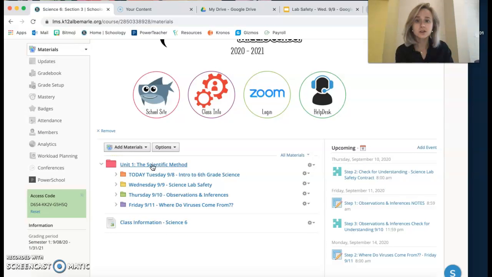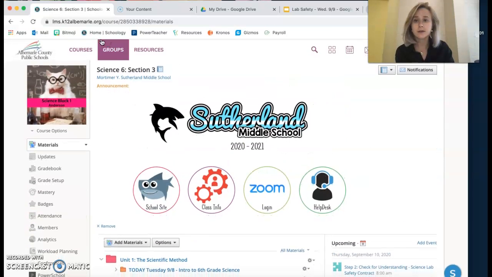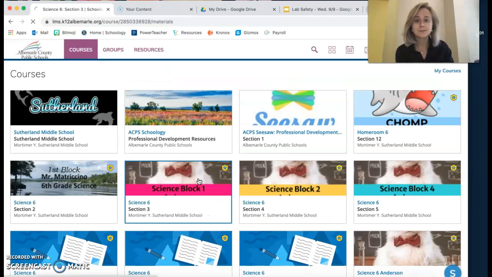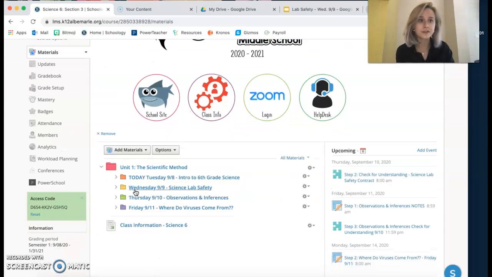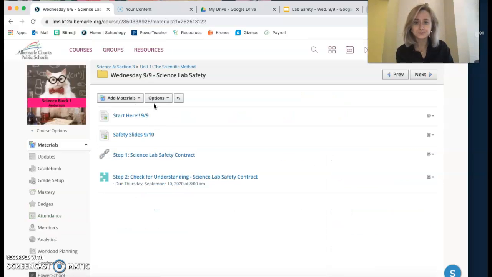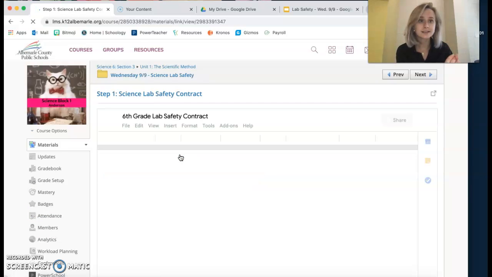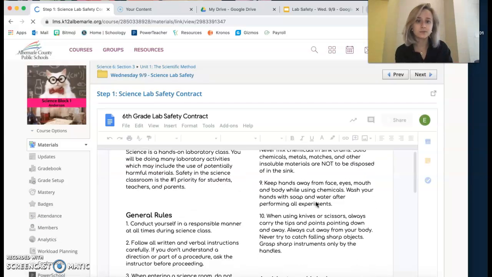All right, to access the science lab safety contract, let me start back here. You're going to go to your science block. Again, we're in Unit 1. We'll be in this folder for the next couple weeks. You're going to go to Wednesday's class. It should say today. I'll fix that. But you're going to go to Wednesday's class. And here's the science lab safety contract. This is what you're going to be reading.